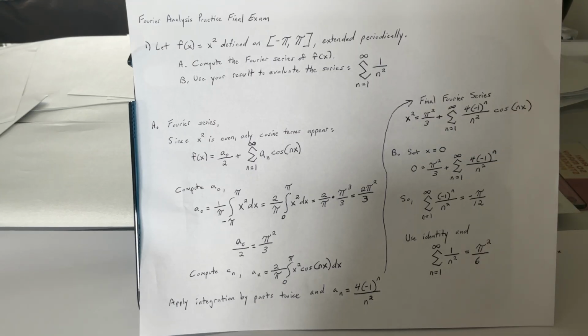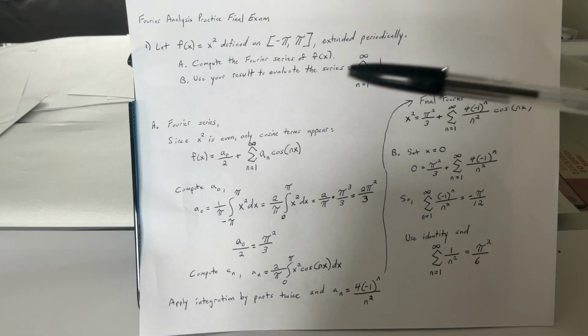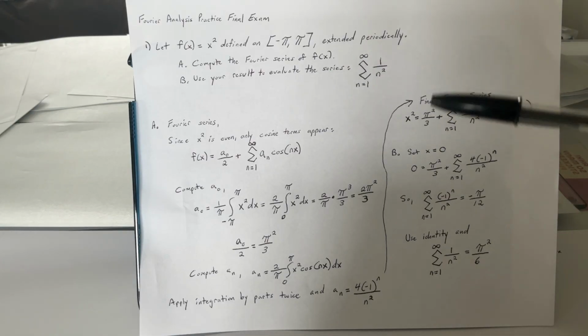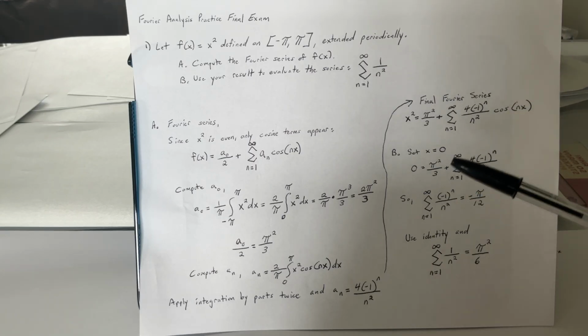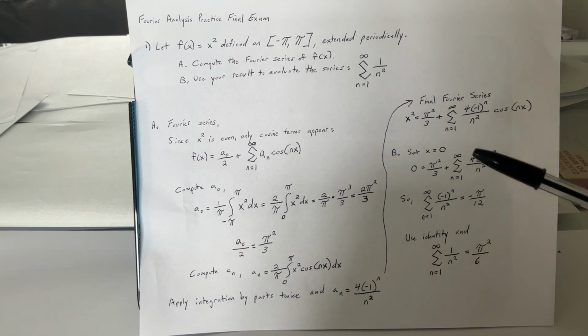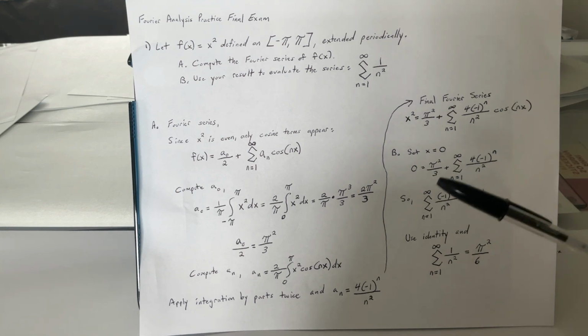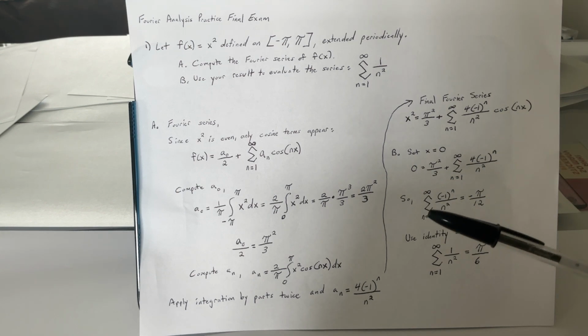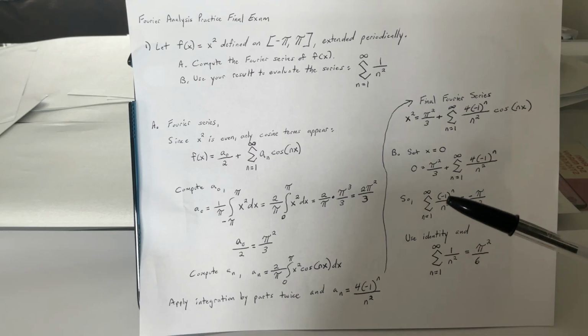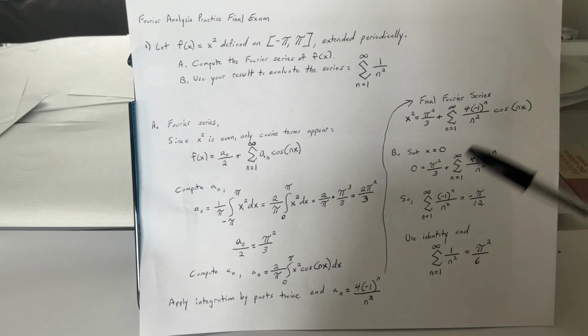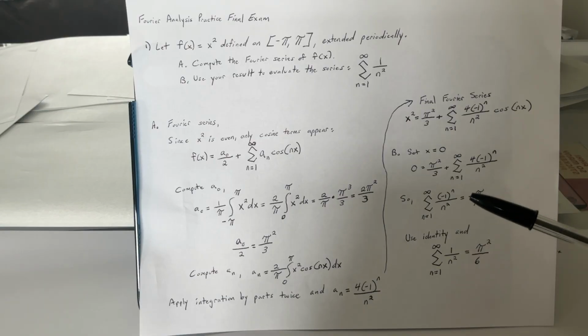Okay, second part of the problem, we want to use our result to evaluate the series n equals 1 to infinity 1 over n squared, so we set x equal to 0 and we solve. So when we do this, we're going to wind up with something familiar here. We're going to get the sum of negative 1 to the n over n squared. That's going to equal negative pi squared over 12. That's when we solve, right?